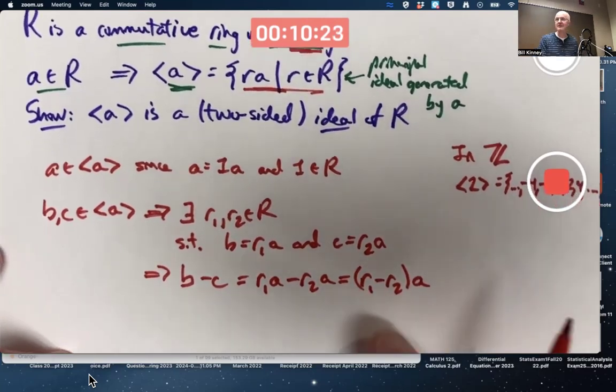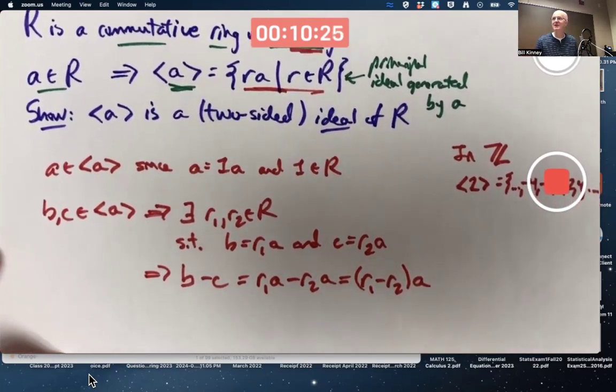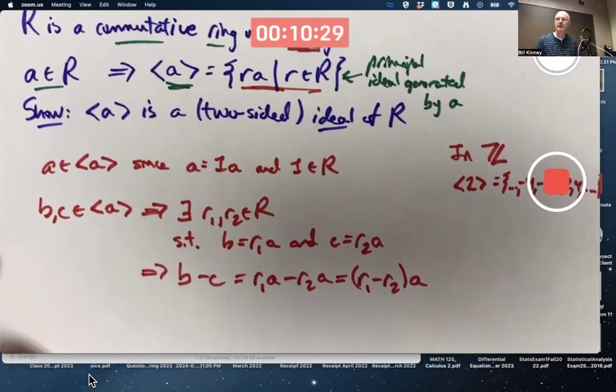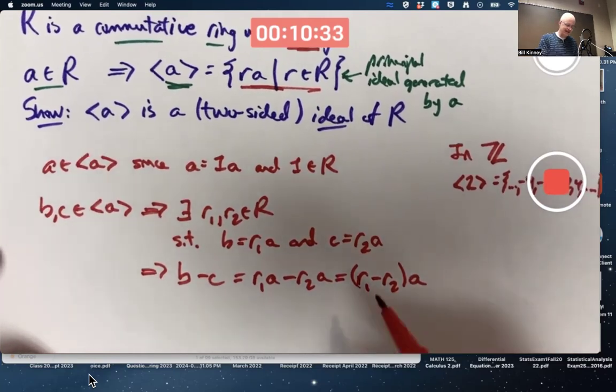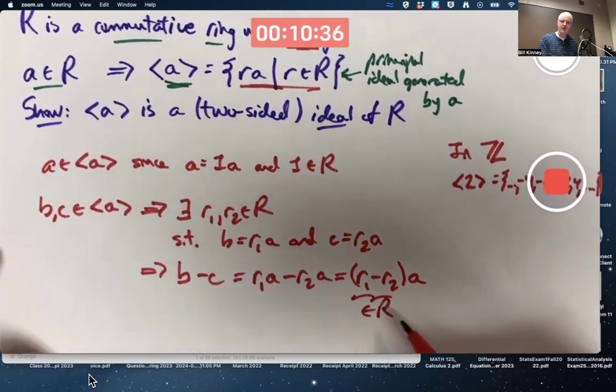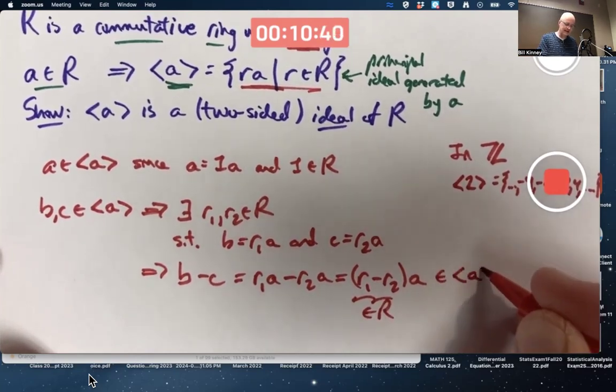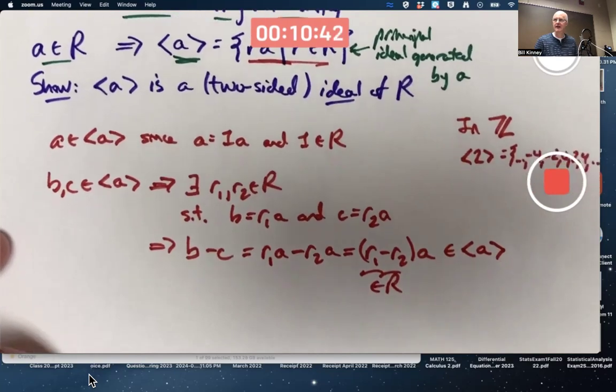Yes, with a minus sign instead of a plus, but remember, subtraction is the same as adding the additive inverse. So we really are using the definition of a ring there. That's something in R because R is a ring, so it's closed under subtraction. Therefore, this by definition is in the principal ideal generated by A.